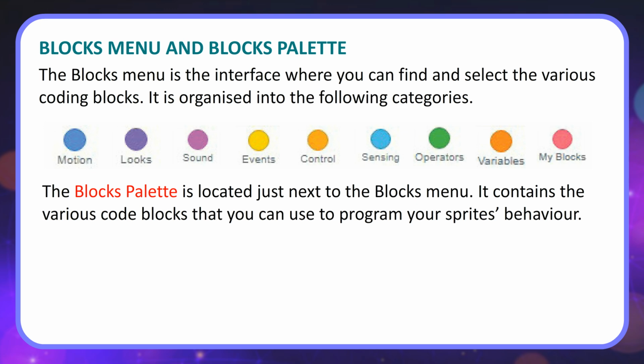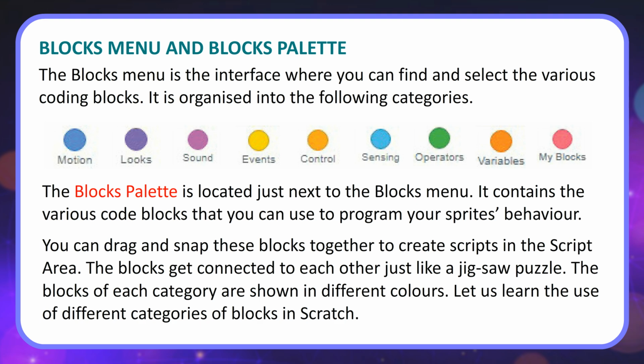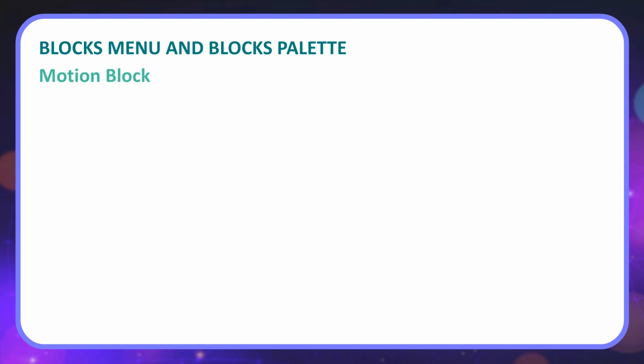It contains the various code blocks that you can use to program your sprite's behavior. You can drag and snap these blocks together to create scripts in the script area. The blocks get connected to each other just like a jigsaw puzzle. The blocks of each category are shown in different colors. Let us learn the use of different categories of blocks in Scratch.